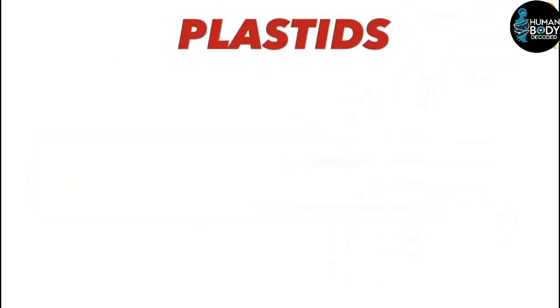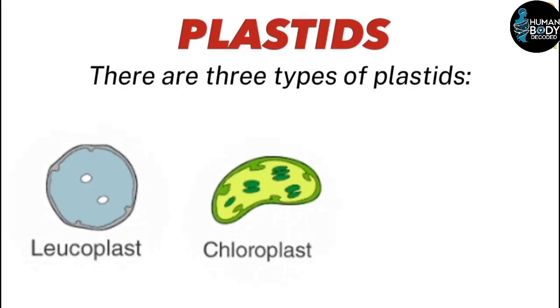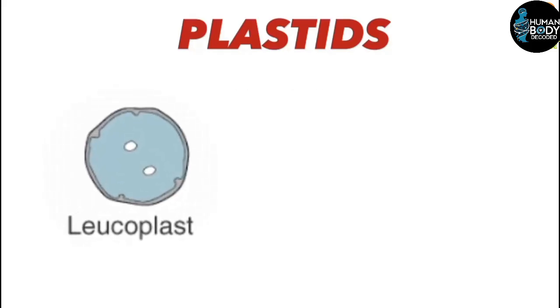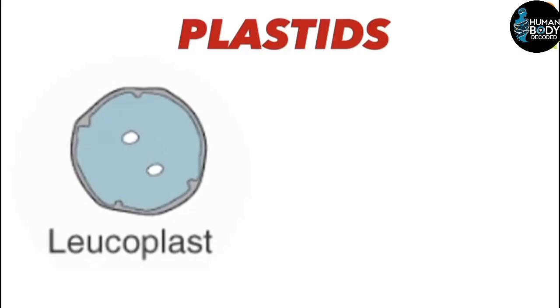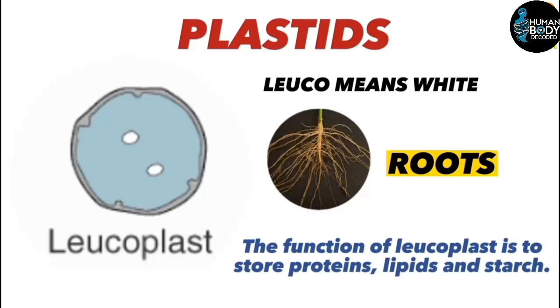Now I'll explain the types of plastids. There are three types of plastids: leucoplast, chloroplast, and chromoplast. Each of these plastids I will explain one by one. The first plastid, leucoplast. Leuco and plast are two words combined, where leuco means white. In the parts of the plant that are white, like roots, leucoplasts are present. Speaking about the function of leucoplasts, leucoplasts store protein, they store lipids, and they store starch. These three things are stored by leucoplasts.